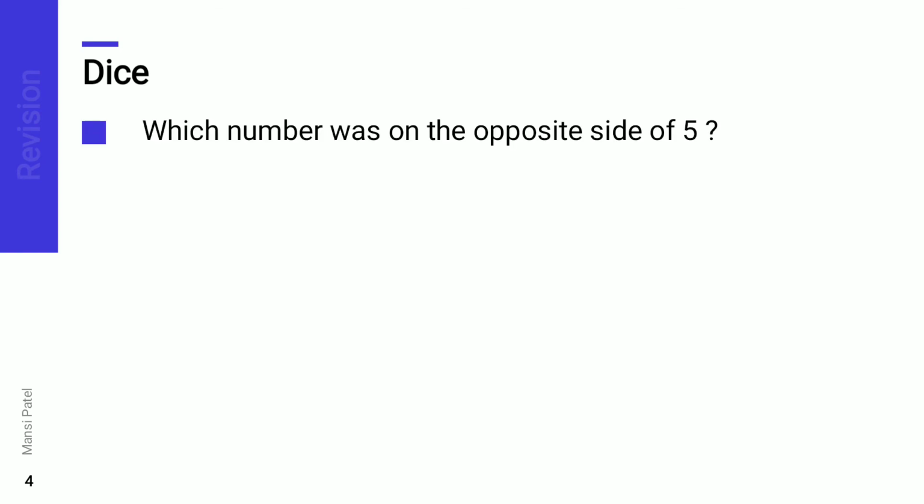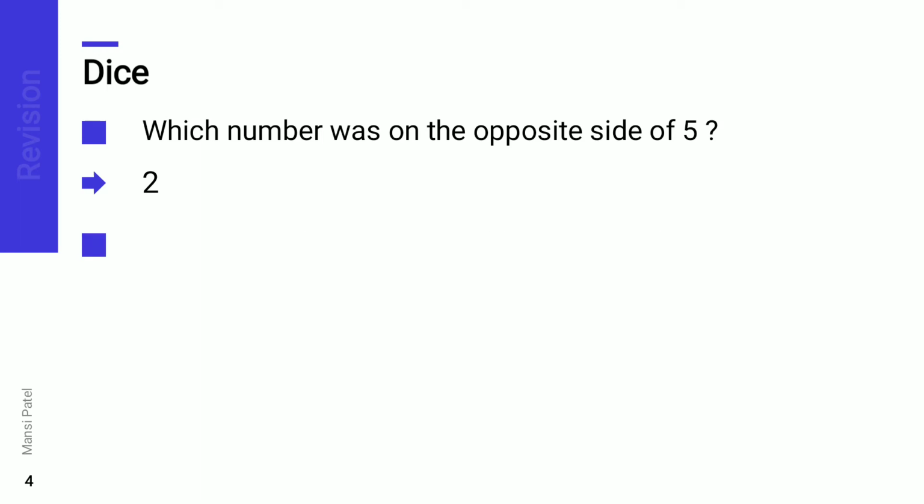The next one is, which number is on the opposite side of 5? So we know that the sum of the opposite sides in a dice is always 7. So if there is number 5 on one side, then which number is on the other side? Yes, on the other side there is number 2. How does it come? Which number added to 5 gives you number 7? Yes, 2. That is why 2 is the answer.